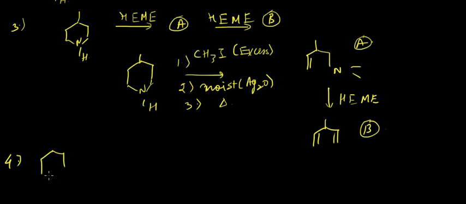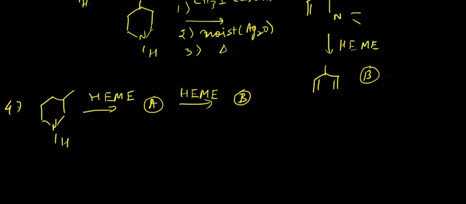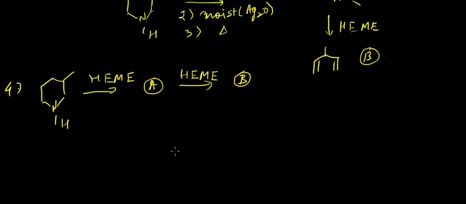Okay, we have something like this, and we pass it in HEME. We will get something like A product, and again on passing with HEME we will get something like B. So what are A and B here? Okay, so let's say I'm passing this with this one and CH3I.